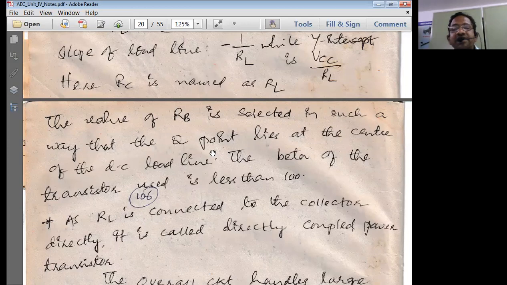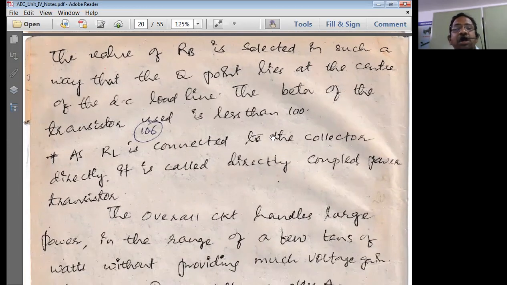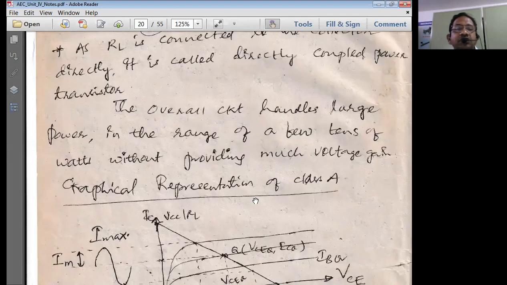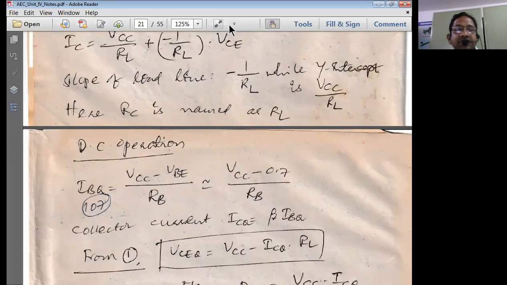Now, how do we select the value of RB? It is basically selected in such a way that the Q point would be adjusted at the center of the active region for a proper operation. And the beta value, as we said in the differences, the current gain value, would be somewhat less than the voltage amplifiers. The beta value of power amplifier is less than the beta value of the voltage amplifier circuit. So these are the things which we have the differences here.